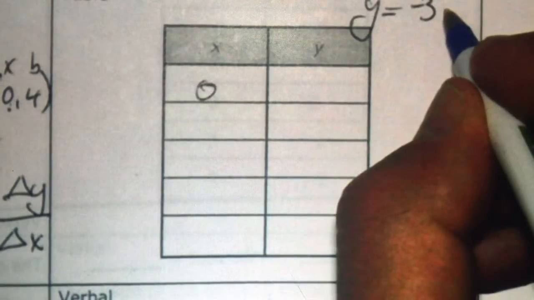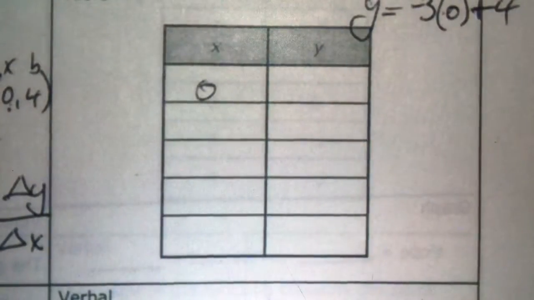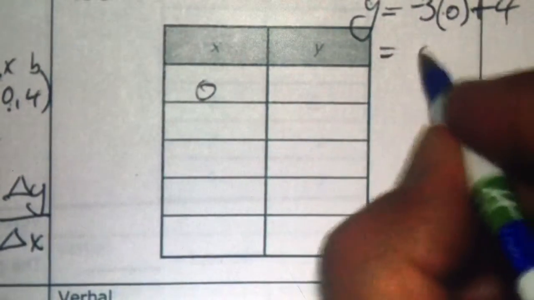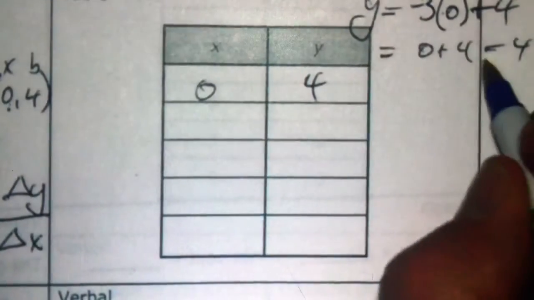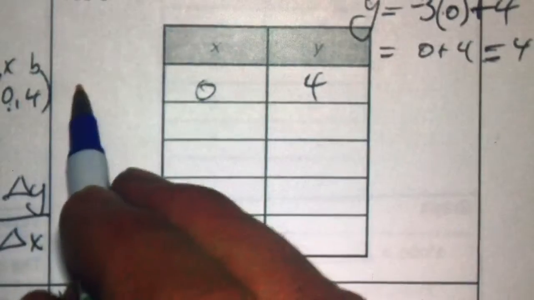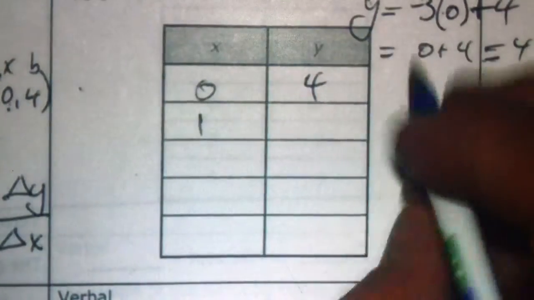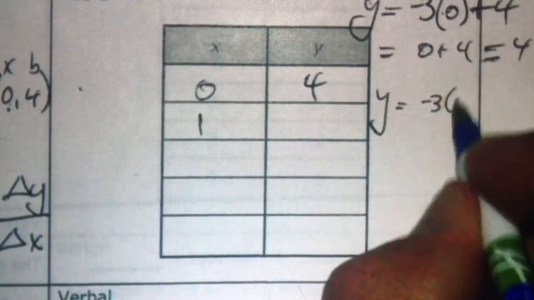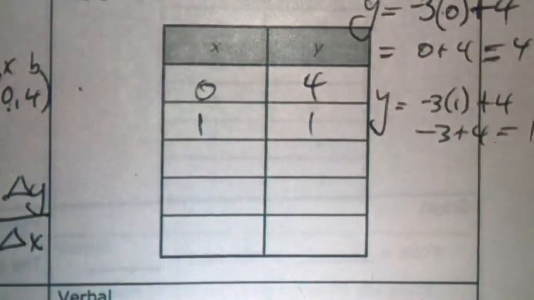Well, we have to solve the equation with x equal to 0 in order to find that. So y equals -3 times x, in this case 0, plus 4. And when we solve that, we get y equals 0 plus 4, which is equal to 4. And that is no surprise, because we already know the y-intercept is equal to 4. And notice that connection between this and this. Now, if we take the number 1, we plug it in, y equals -3 times 1 plus 4. We get -3 plus 4, which is equal to 1. There we fill that in for y.